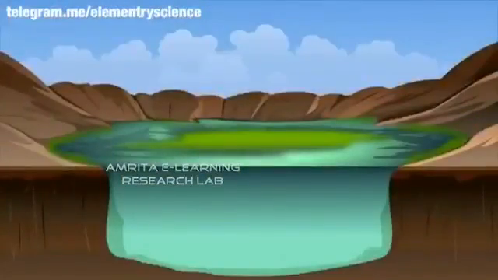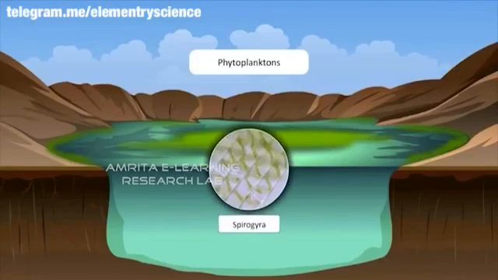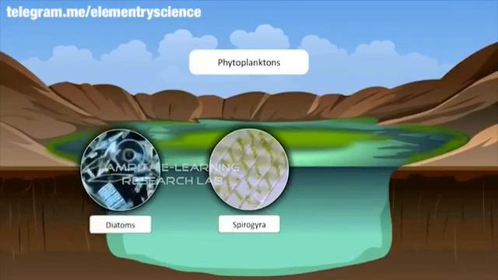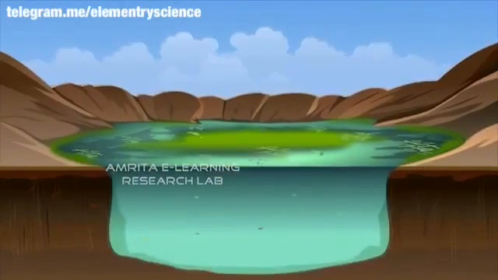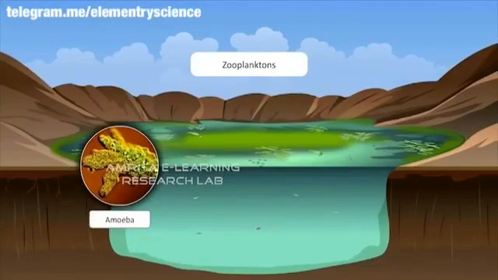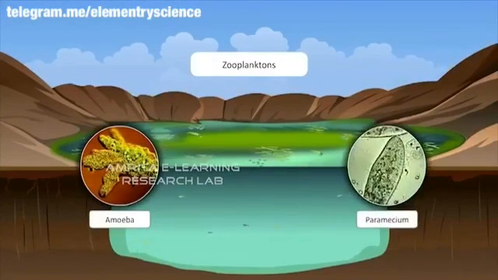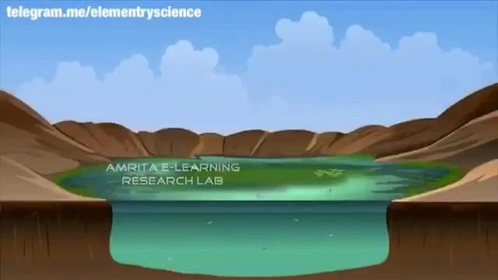Take a simple pond. In the initial stage, phytoplankton like blue-green algae, green algae like Spirogyra, diatoms, and bacteria are the pioneer communities. These algae are eaten by the zooplanktons, protozoa like amoeba and paramecium, and small fish like bluegill fish and sunfish. As these organisms die, their dead remains are deposited into the pond.